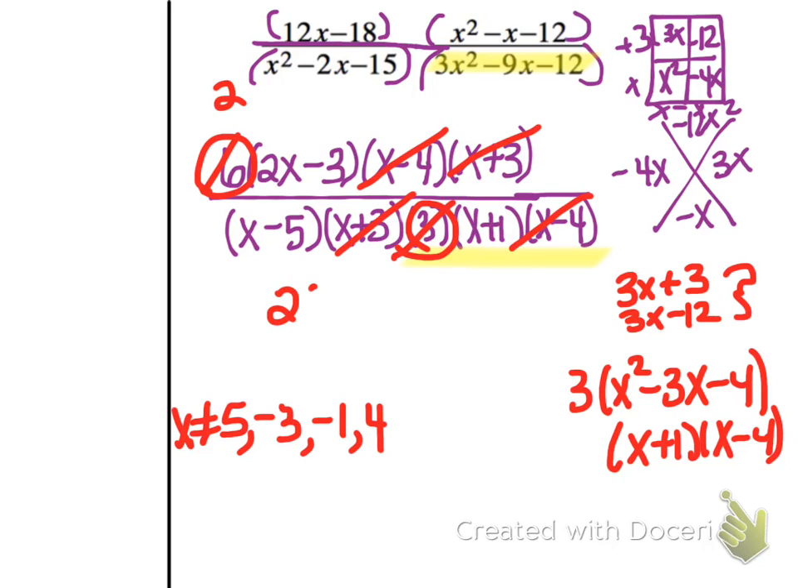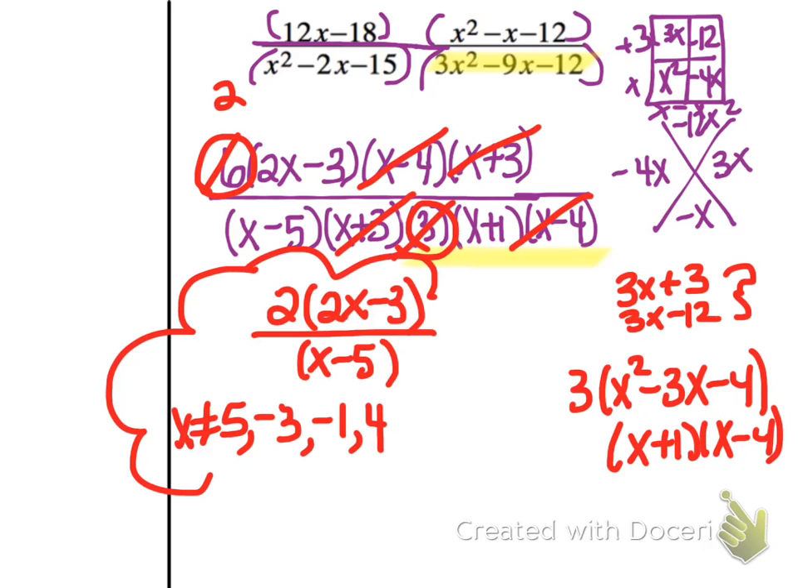We've got a 2 on the top and a 2x minus 3. And on the bottom, we have an x minus 5. And so there is our final answer. And that x minus 5 doesn't have to be in parentheses, but it can be. Either way, it's acceptable. It means the same thing since there's nothing in front of it.